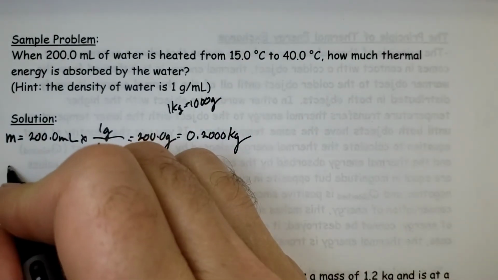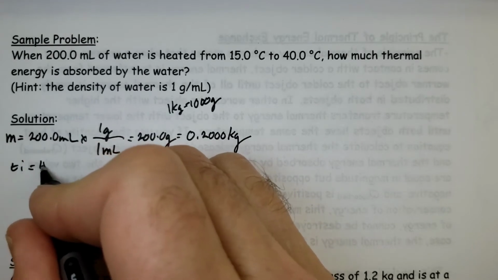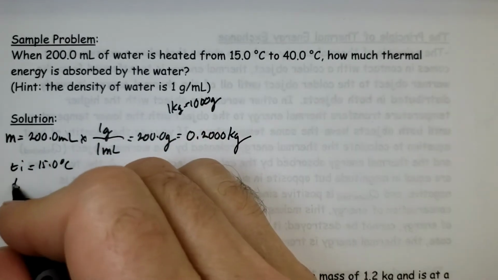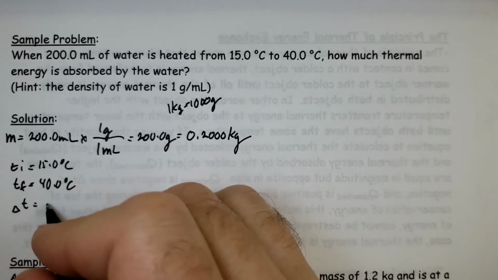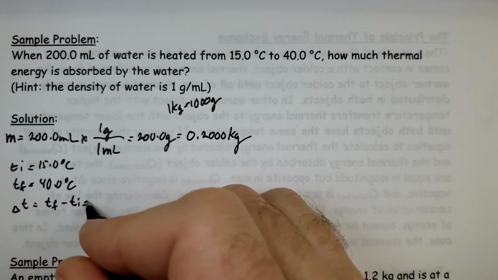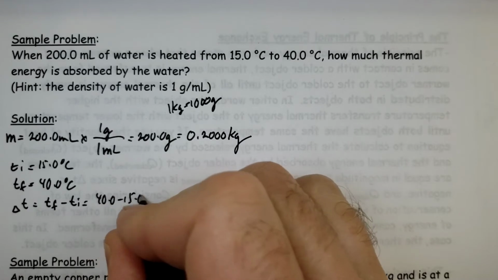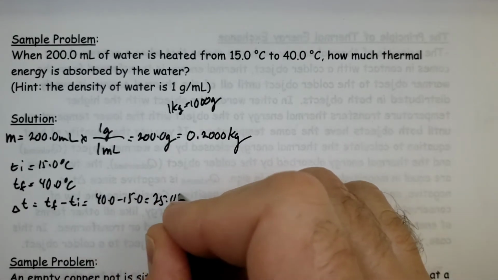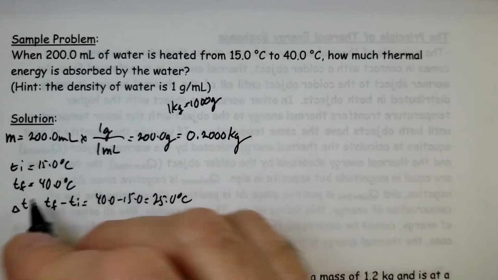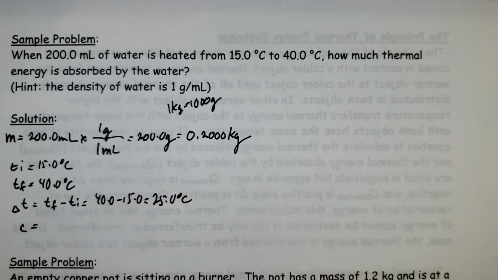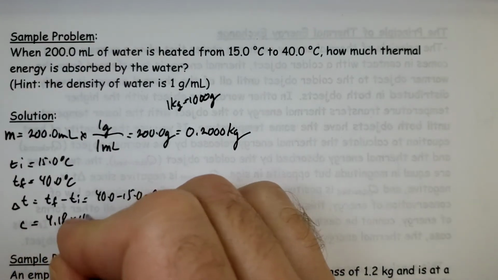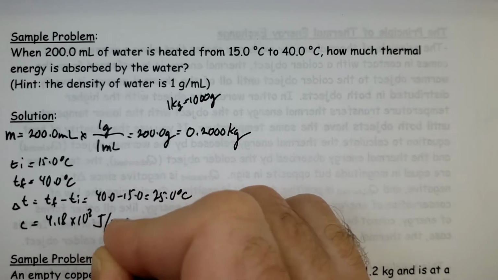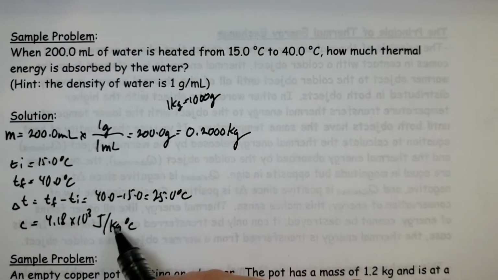Initial temperature, we started off at 15 degrees C. Final temperature, we end up at 40. Therefore, change in temperature is going to give us 25 degrees C. And little c, if you look back on our table there, we'll see that it's 4.18 times 10 to the 3 joules per kilogram degree C. So we know our units are right: degree C, kilograms and kilograms.